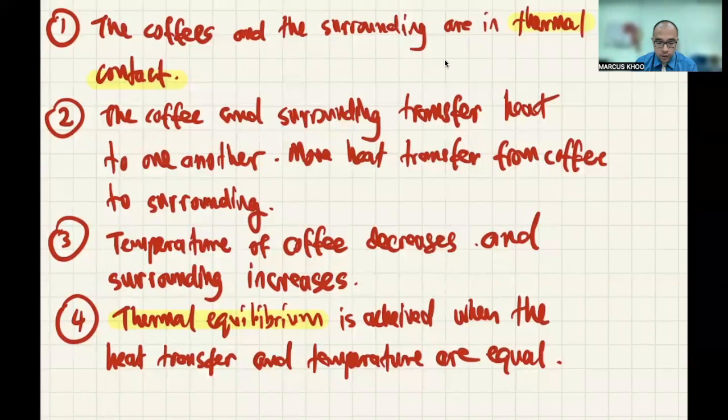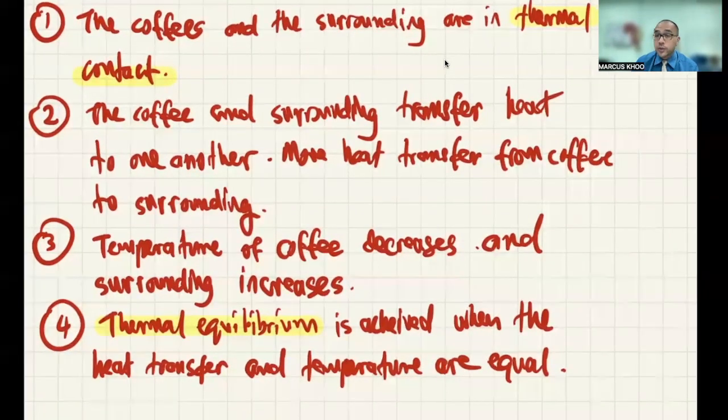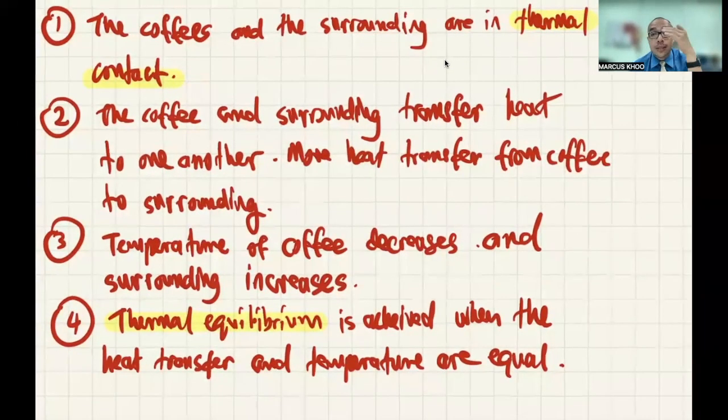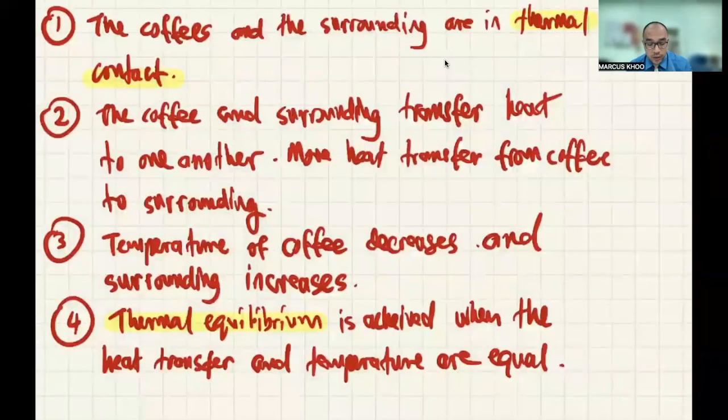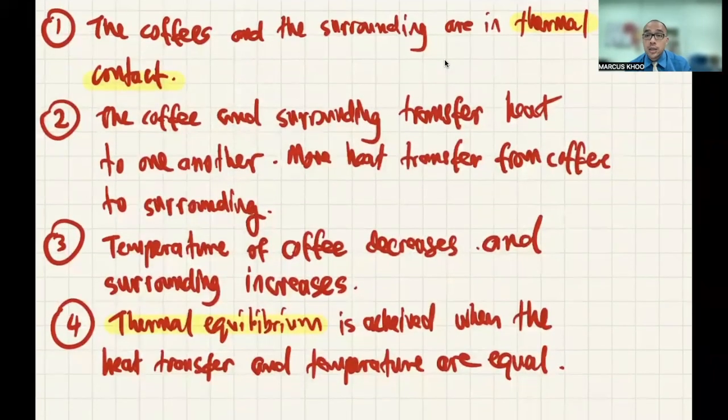Okay, and so when you're talking about thermal equilibrium, what makes this question is that it's asking for the temperature of the coffee inside both cups being the same as the surrounding temperature. So the two things in thermal contact are the coffee and the surrounding. So be very careful with this. The coffee and the surrounding are in thermal contact, keyword number 1.